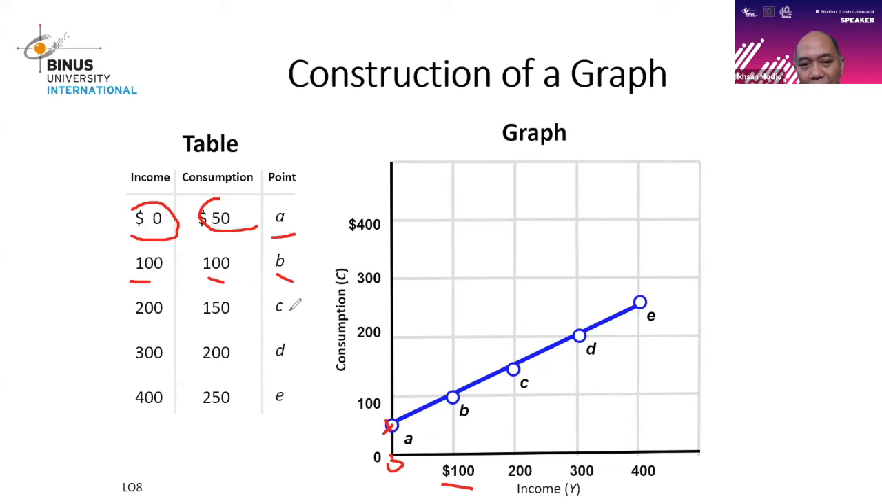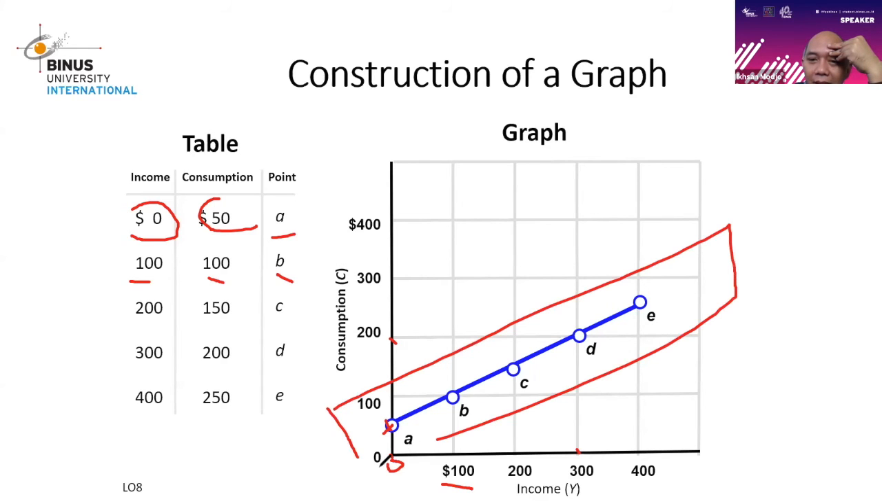This is point B, this is point C, when your income is 200, your consumption is 150. And point D, when your income is 300 and your consumption is 200. And when your income is 400, your consumption is 250. When you draw all the points, you get points A, B, C, D, E, and you get a full graph. This blue one is the graph. So straightforward, you get the graph.